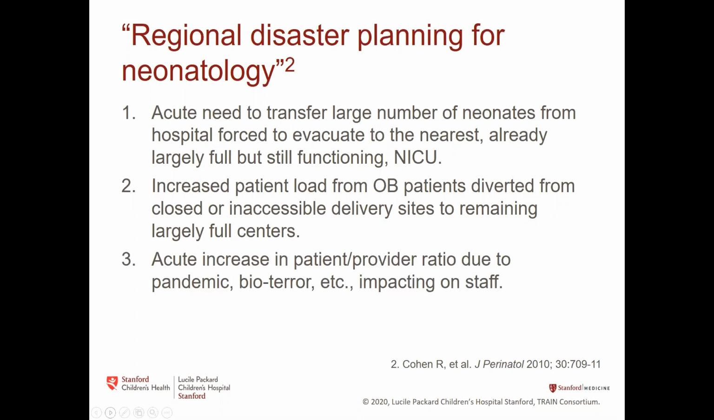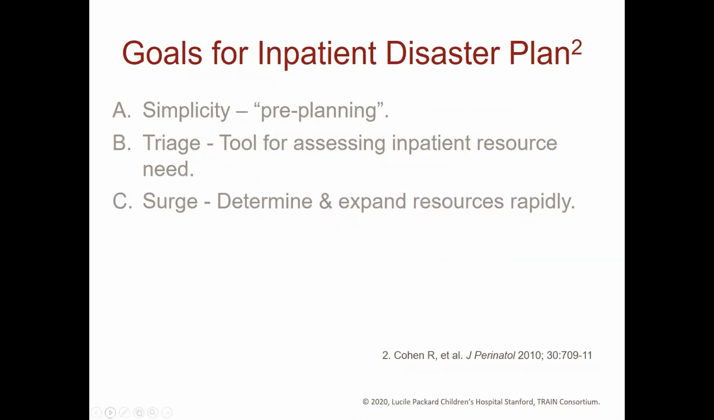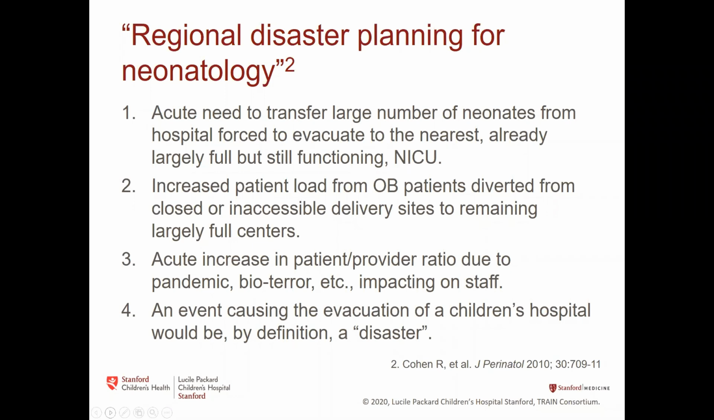It could be due to an acute increase in the patient-provider ratio due to a pandemic or something like that, taking care of your own staff. If most of your staff is out sick, then you're going to have trouble. But the point of it all was that with any major disaster, closing an individual children's hospital would be by definition a disaster, because multiple hospitals throughout a region would have to be mobilized to absorb a couple of hundred patients forced to be moved if we truly shut down one large children's hospital.